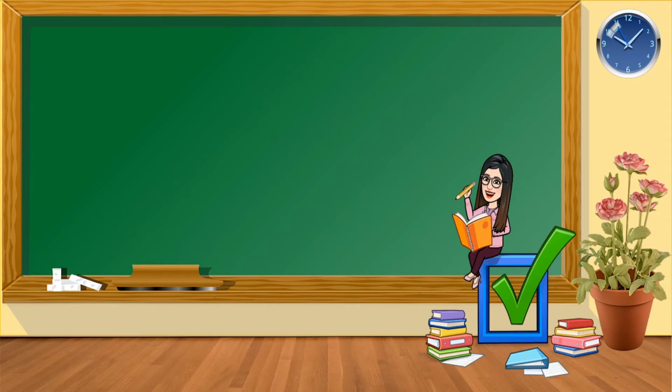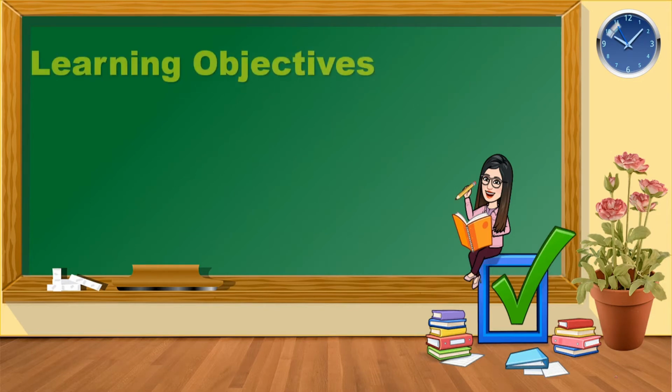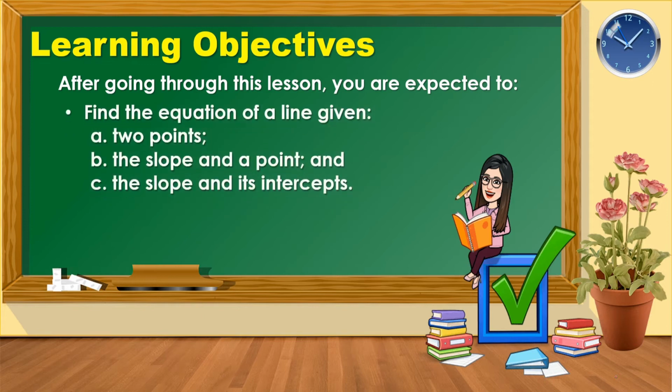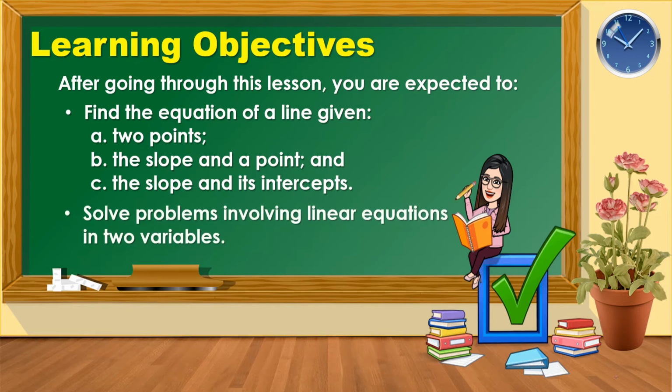Here are the objectives in our week 6 module. Learning objectives. After going through this lesson, you are expected to find the equation of a line given 2 points, slope and the point, and the slope and its intercepts. Solve problems involving linear equations in two variables.